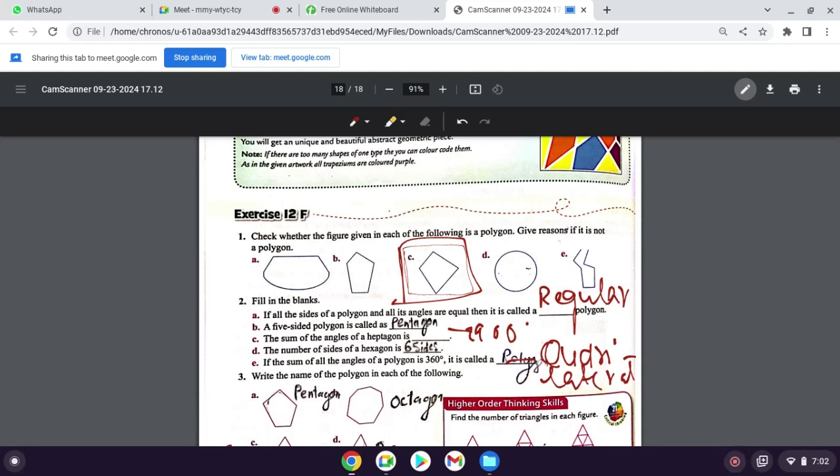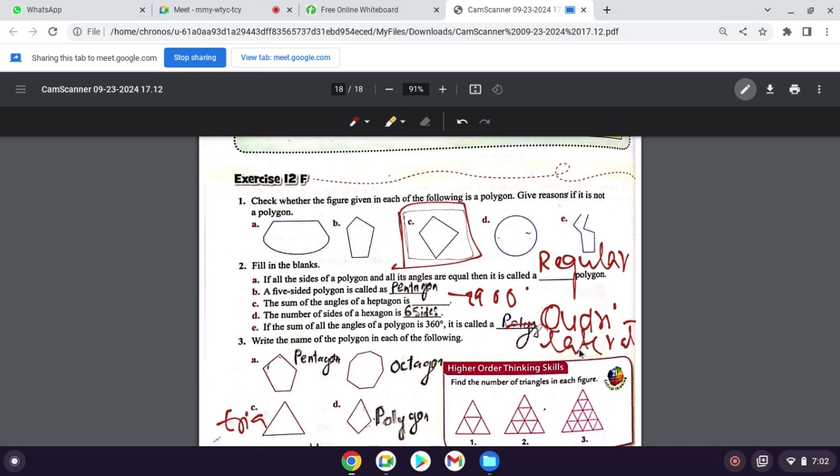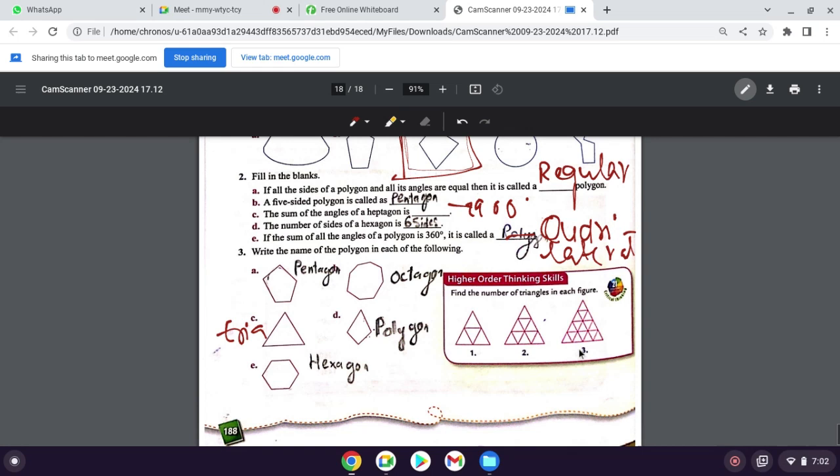So this is the whole chapter number 12 and our syllabus also for your exams. Exercise 12F, check whether the given figure is a polygon. Only C is the polygon. Fill in the blanks: regular, penta, 900, 6 sides, quadrilateral. And these are the names of all the figures.